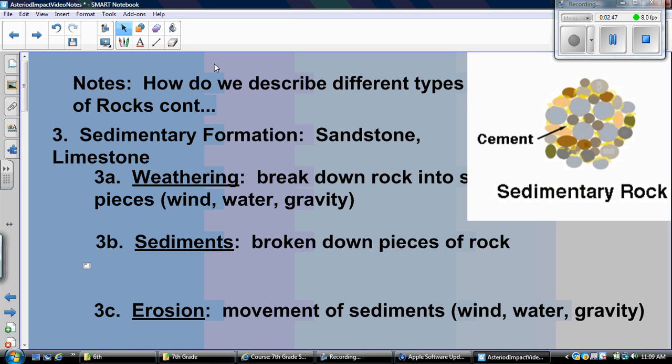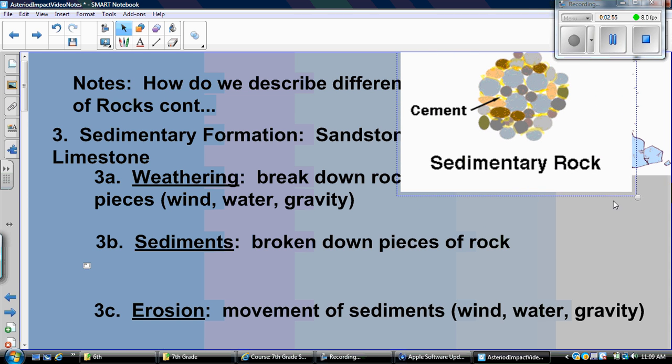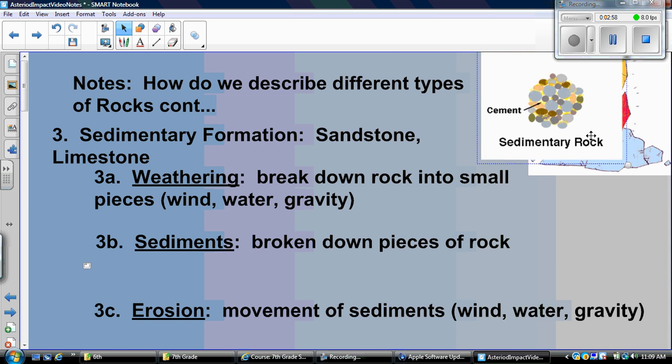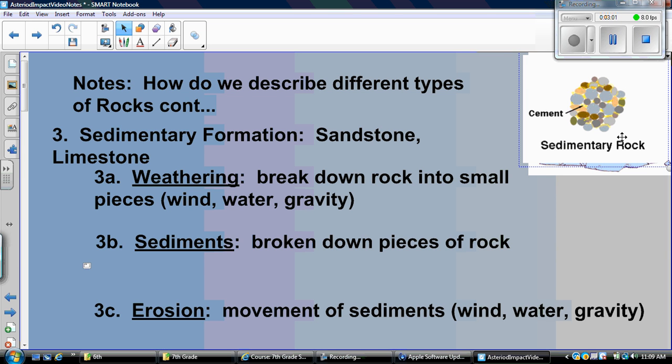Our next type of rock is sedimentary rock, like sandstone and limestone. Now, let me move that smaller. Okay, there we go. Now remember, sedimentary rocks form from other types of rocks. So sedimentary rocks form from either igneous or metamorphic rock. And I forgot to mention, remember, igneous rocks are what all rocks start out as. Sedimentary rocks form from other rocks through weathering, which is the breakdown of rock into small pieces. Those are called sediments. Weathering can be done by wind, water, and gravity.